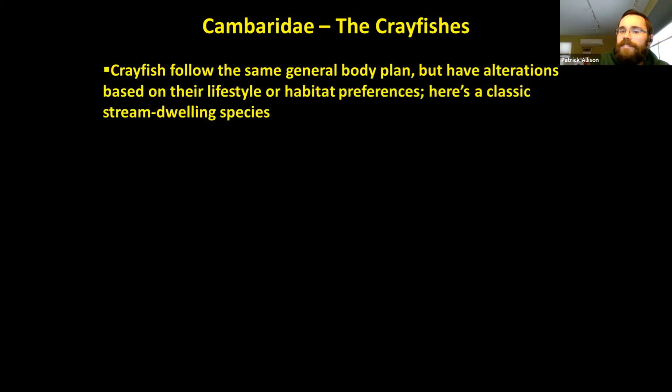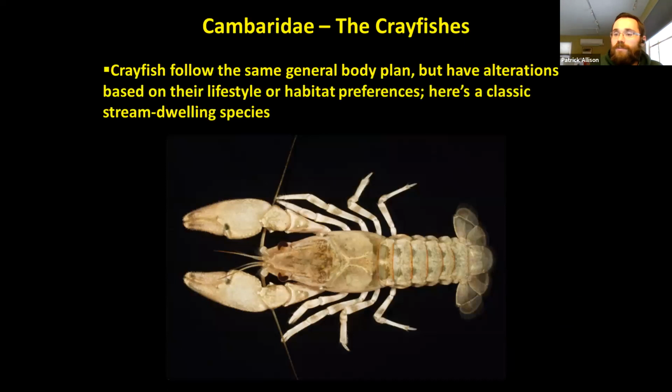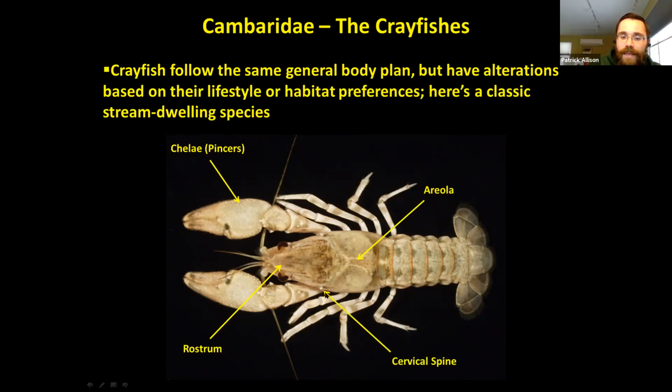Now, crayfish generally follow the same body plan. They have some alterations based on their lifestyle and habitat preferences. So here's a classic stream-dwelling crayfish species. There are 4 things that we're going to focus on. The first is the chelae, or the pincers. The second is the rostrum, or this head plate that's right between the eyes. The third is the areola, right in here, this space where the carapace rounds up on both sides, this opening. And then the cervical spine, which is located on the side here, where the head and the carapace round up and connect to each other.